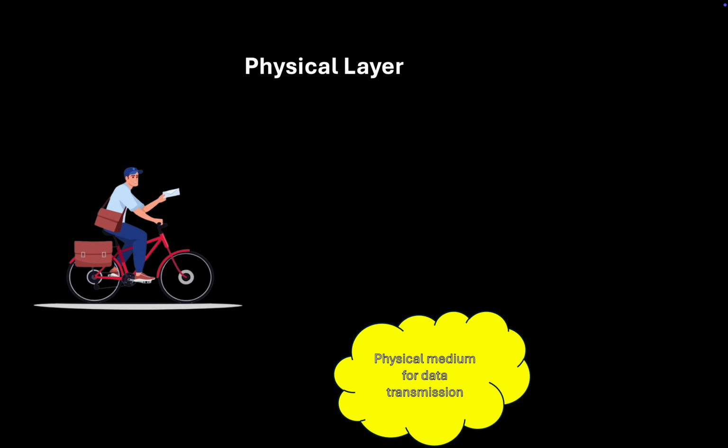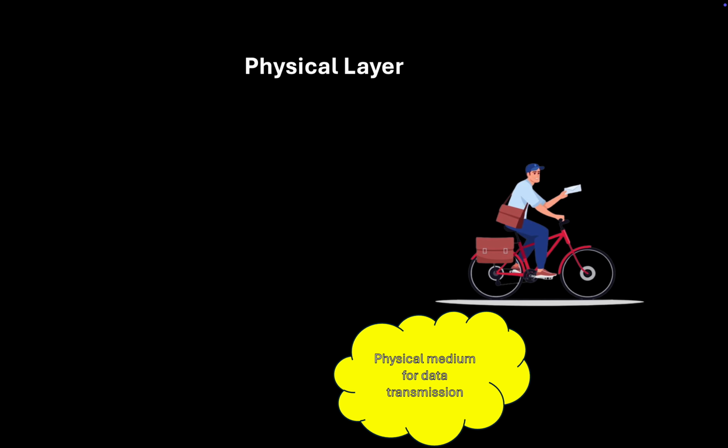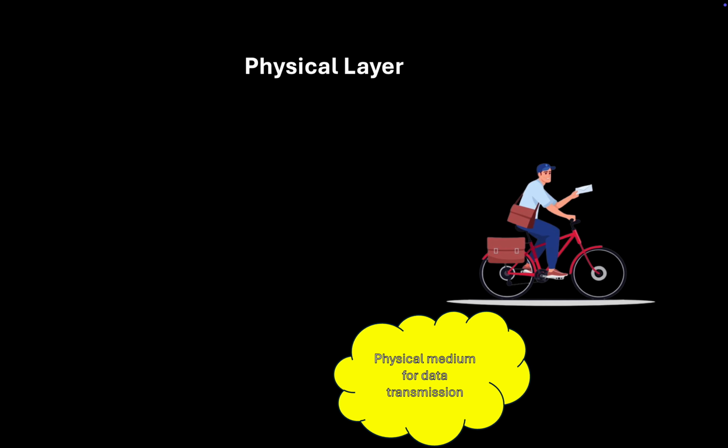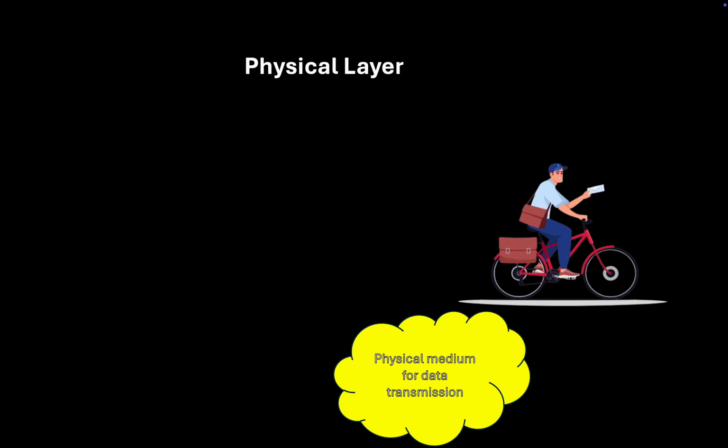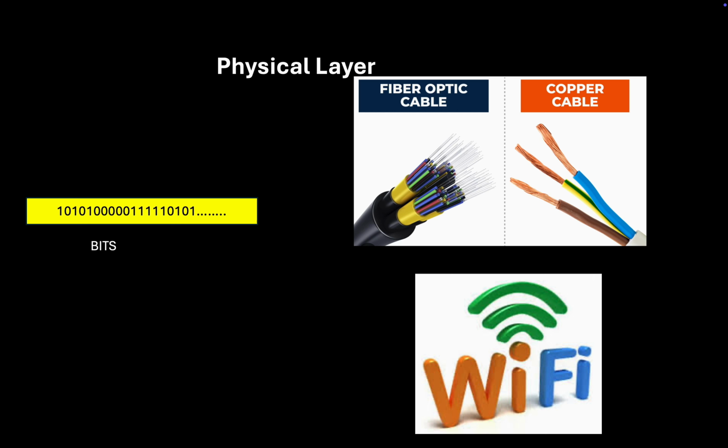Now the physical layer is the physical medium where it gets transmitted. Your postal worker is using a cycle to transmit our post. Similarly, in networking, we have fiber optic cable, copper cable, and the Wi-Fi wireless medium. We all know that our data is not transmitted as it is, it will be converted into bits. Bits are something like electrical pulses, transmitted over the wire. So this is all about the different layers in the OSI model.